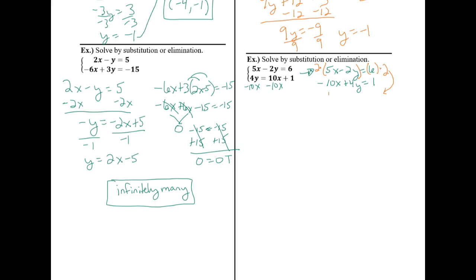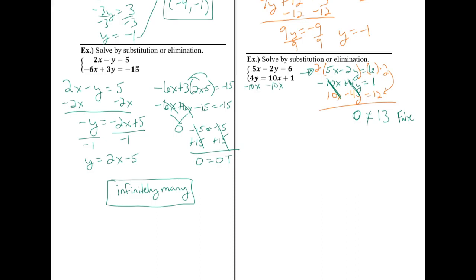So 2 times 5x is 10x. 2 times a negative 2y is negative 4y. And 2 times 6 is 12. Now I can do my elimination. So the goal was to get negative 10x and positive 10x, which I did. That's 0. But what also happens is I'm getting a positive 4y and minus 4y. That's also 0. So the left-hand side of my equation is 0. On the right-hand side of my equation, I have 1 plus 12, or 13. Now this is not a true statement. 0 does not equal 13. That's false.